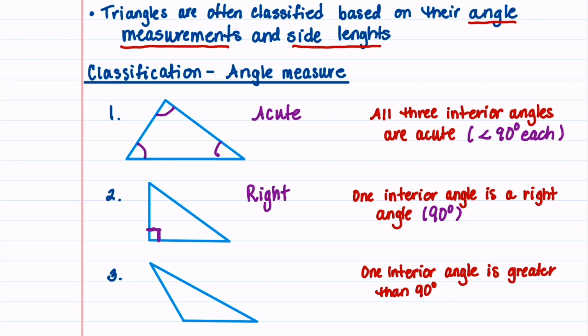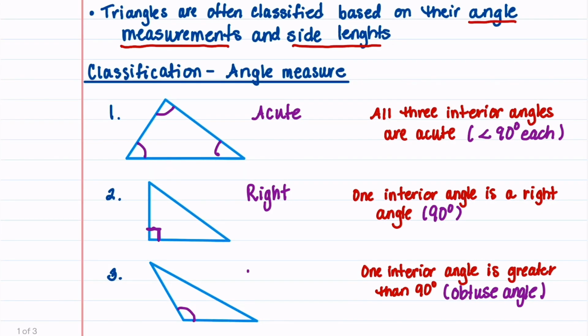In our last triangle, we have a triangle where we have one interior angle that is greater than 90 degrees, and that's called an obtuse angle. And that angle is right there. So this triangle is called an obtuse triangle. So based on angle measure, a triangle can either be acute, right, or obtuse.